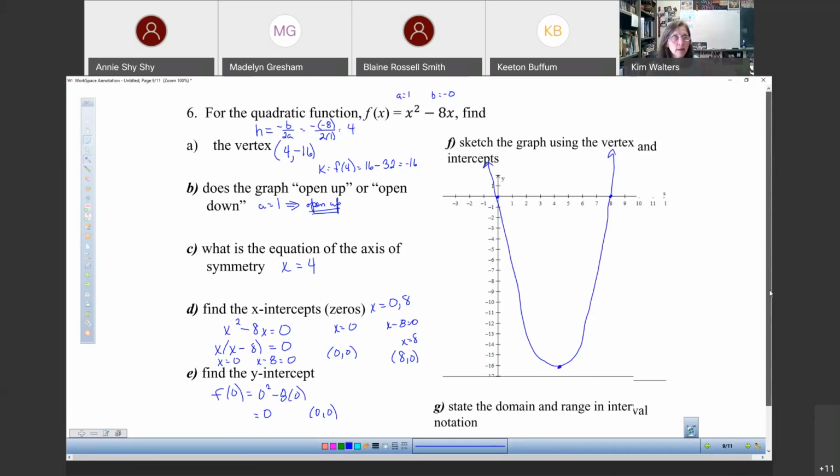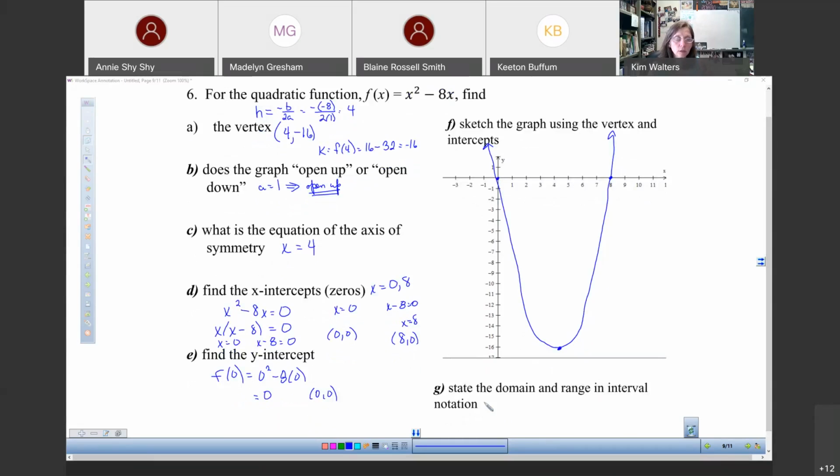Finally, stating the domain and range. So the domain is negative infinity to positive infinity. And the range is negative 16 to positive infinity, square bracket, sorry. Be careful on that. Questions?